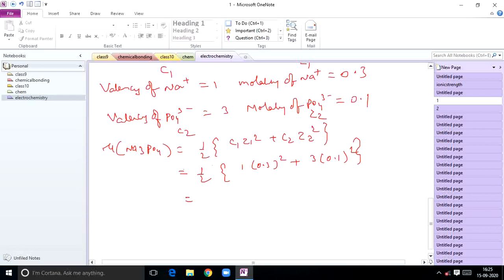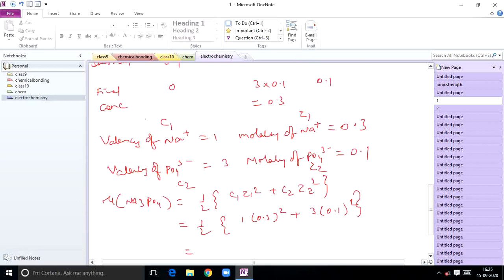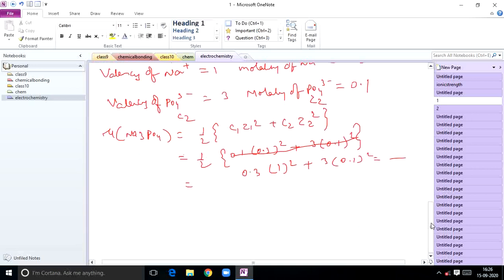Oh, concentration we did wrong. Sorry. C1 how much, students? See, this is Z1, this is C1. Here reverse we have taken. See, students, be careful. Here this is Z1, this is C1. Substitute carefully. So C1 is how much? 0.3. Sorry. C1 is 0.3 into 1 square plus C2 means 3 into 0.1 whole square. So you will get the answer. Okay, students. Now that you calculate.